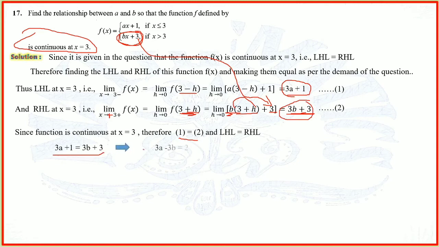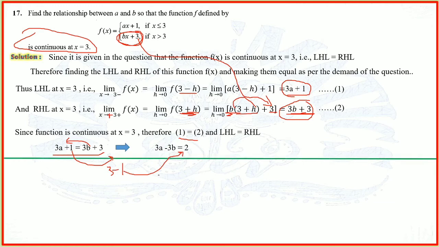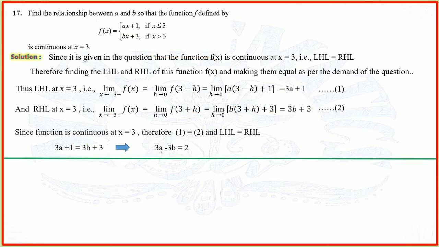So this is the relationship which we were looking for: 3a, and then taking 3b to the left hand side and 1 to the right hand side. So 3 minus 1 becomes 2 here, and 3a minus 3b equals 2 is the required relationship between a and b. So this was the question, find the relationship between a and b, and that we found here. So that's all about this question.